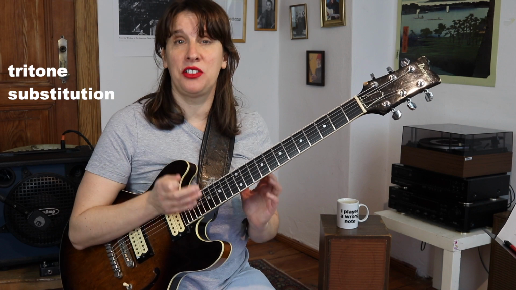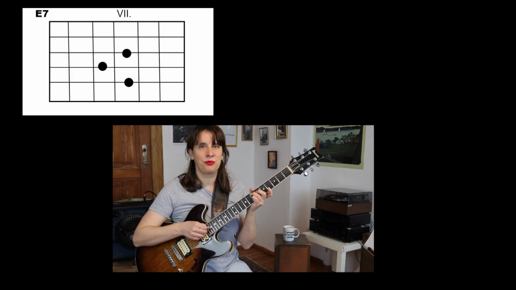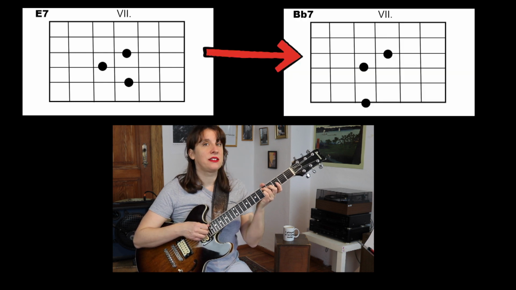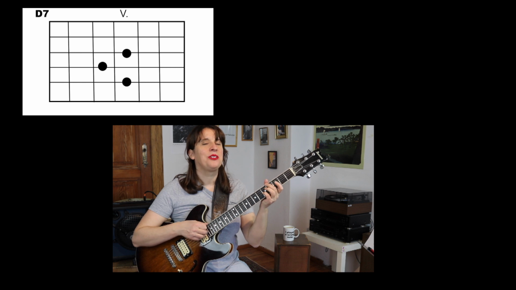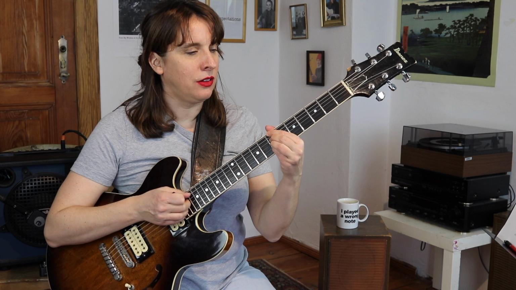I'm going to play the tritone substitute of each dominant 7th chord that I'm using. So I'm going to turn the E7 into a B flat 7 and the D7 into a D flat 7. So I come up with this chord progression.